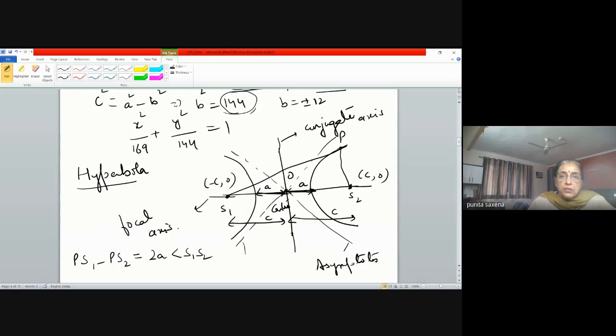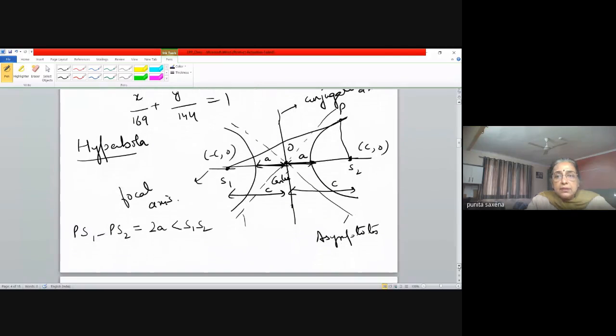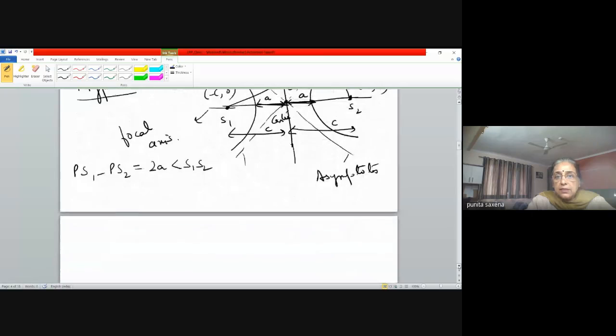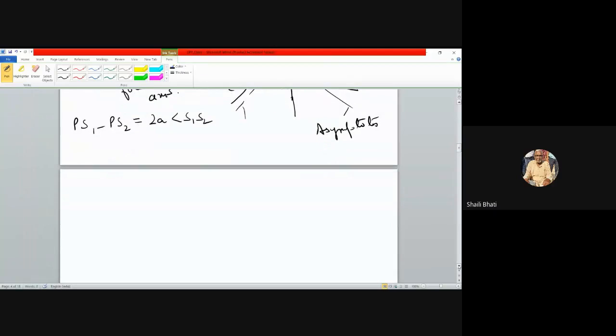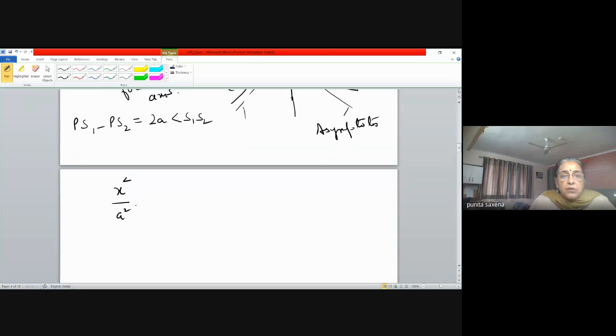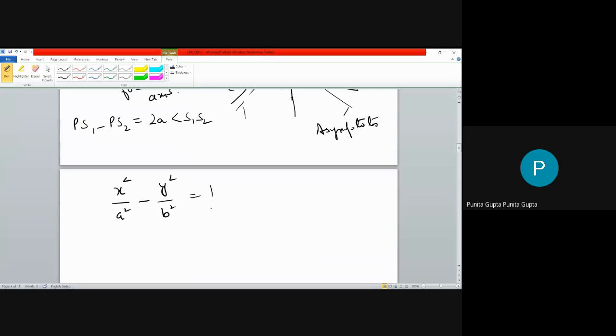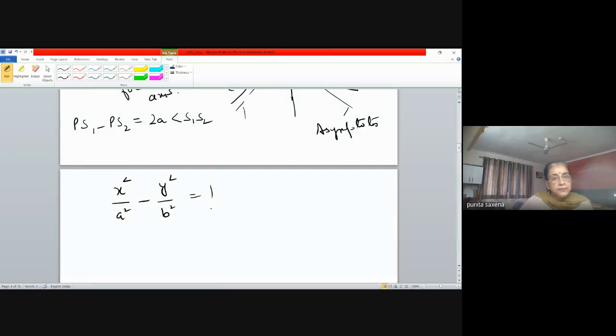And the general equation of a hyperbola क्या होती है? It is x square upon A square minus y square upon B square is equal to 1. नहीं होती है ना? Yes, ma'am.